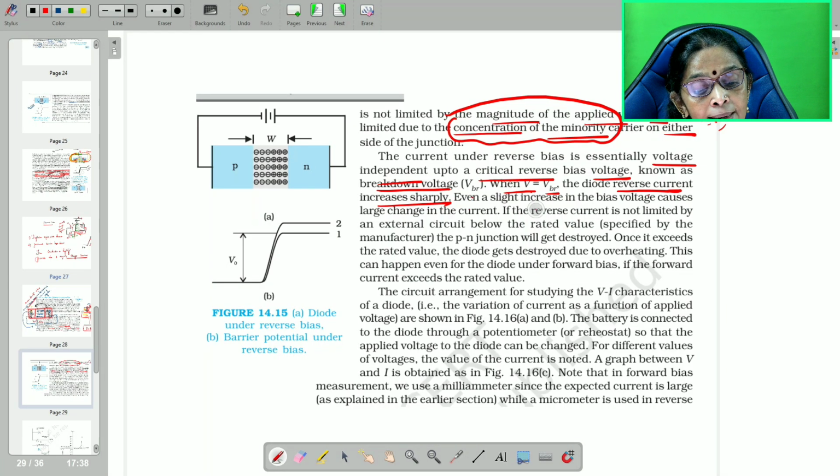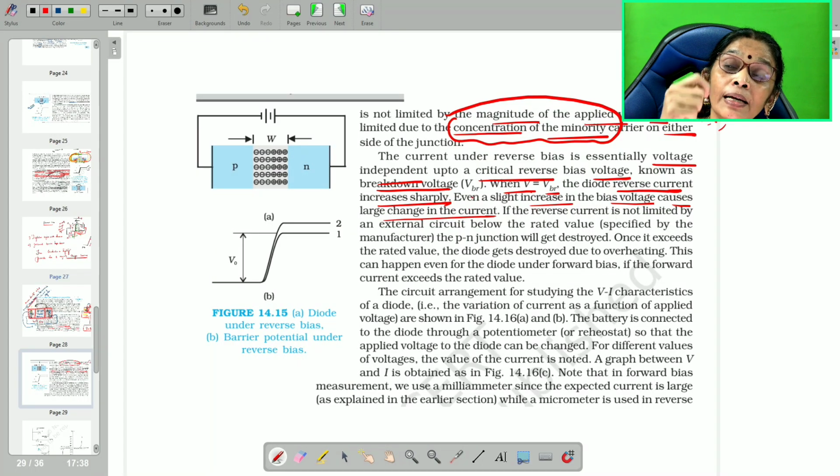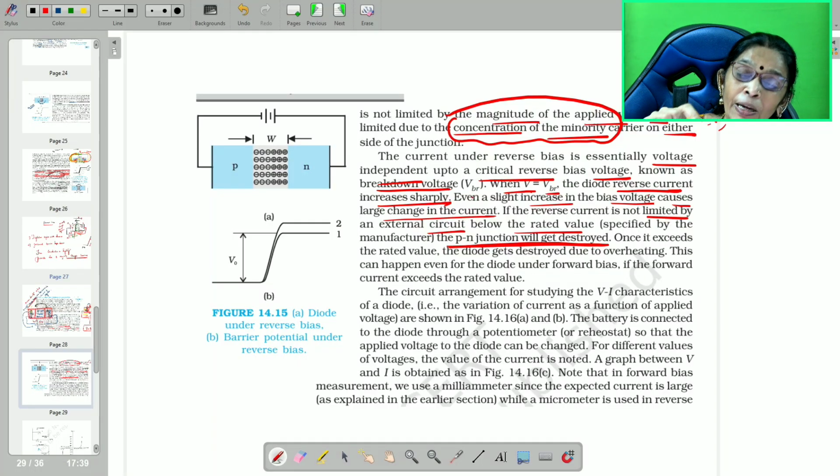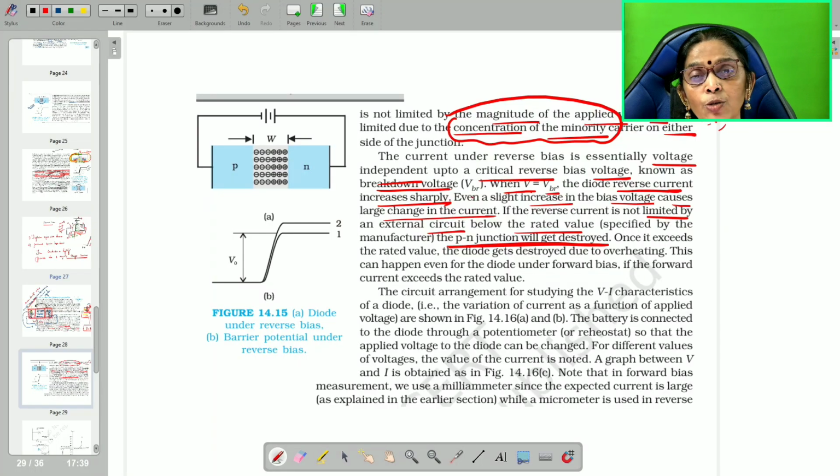Even a slight increase in the bias voltage causes a large change in the current, because that voltage is enough to pull out all the electrons from the N type, from the P side of the junction, which is a minority charge carrier in the P side, electrons. So, if the reverse current is not limited by the external circuit below the rated value, the PN junction will get destroyed. So, there will be a limit up to which you can increase the reverse bias voltage. Beyond that, you cannot increase. If you increase, it will break.